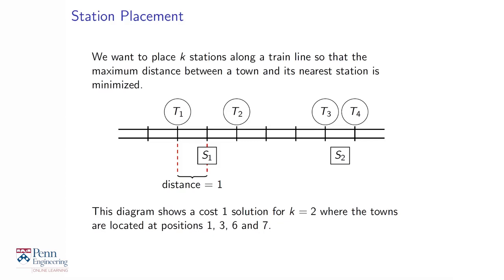It's a little bit similar to the problem I mentioned earlier about hospitals in a city, but this is easier because we are working on a line. The train line is a nice one-dimensional object.